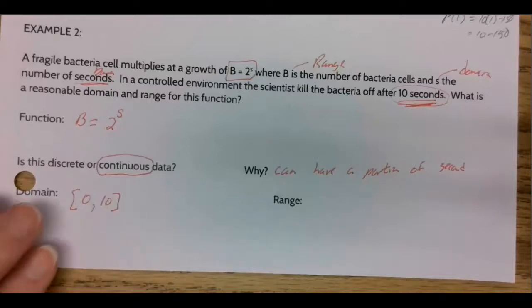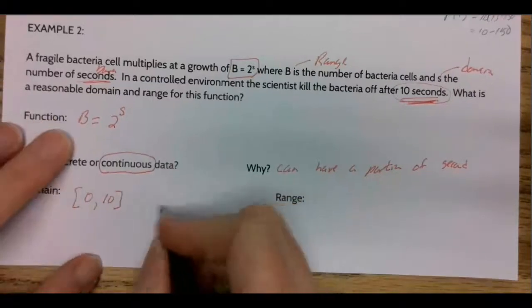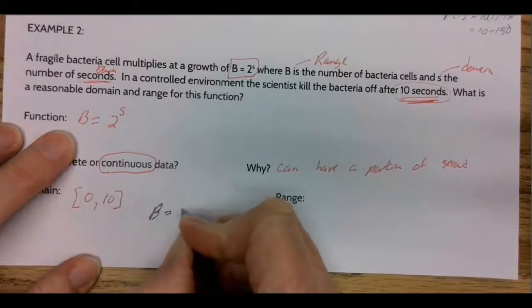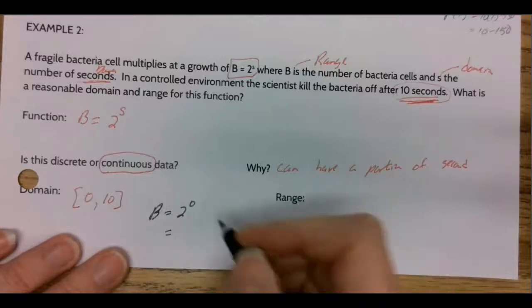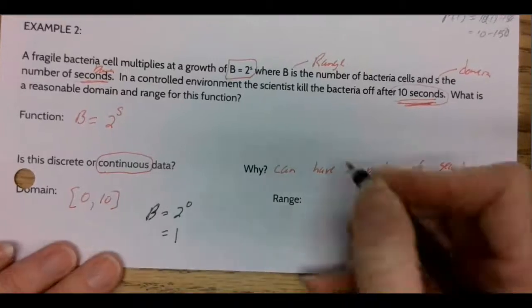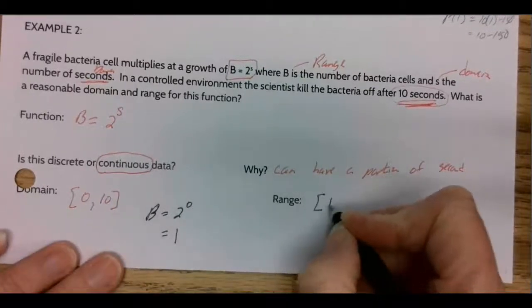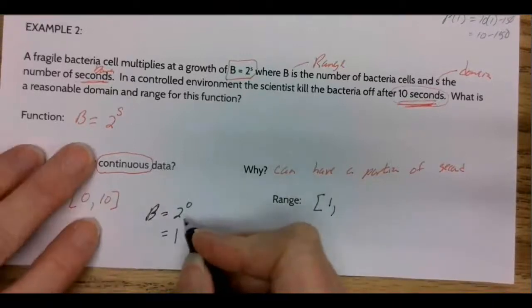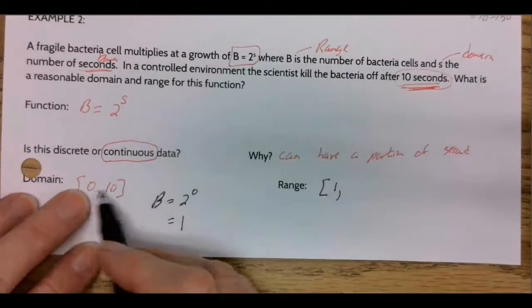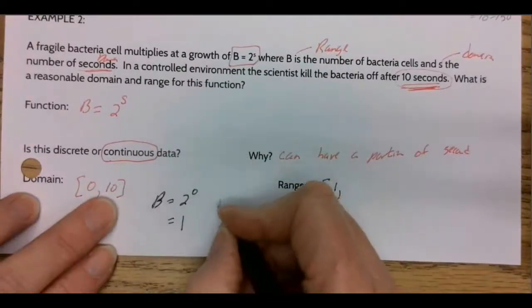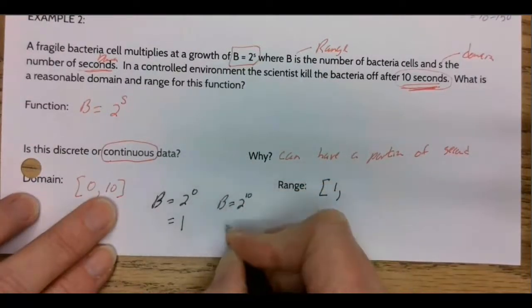So I'm going to take the domain values and plug them in. I'm going to take B is equal to 2 to the 0 power. And we know anything to the 0 power is 1. So that's where our range is going to start: 1. And now we're going to plug 10 in. B is equal to 2 to the 10th power.